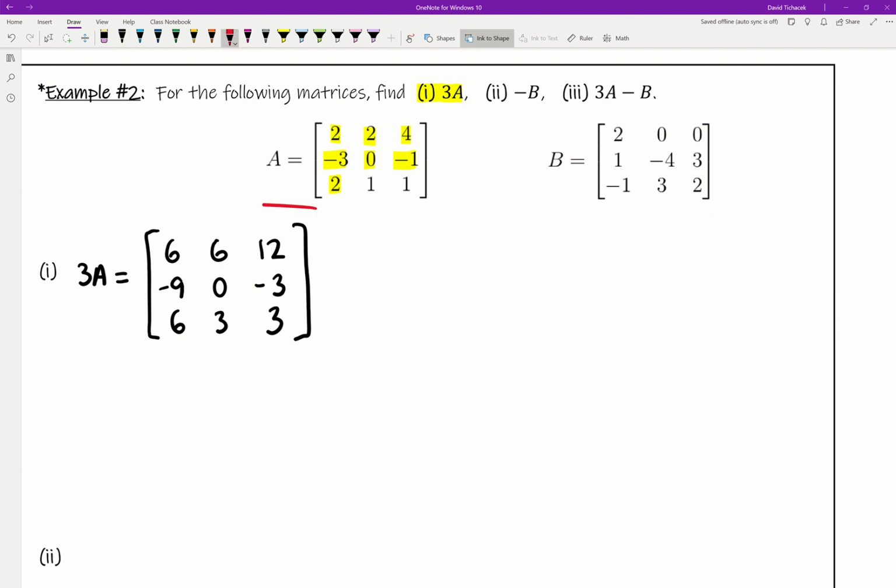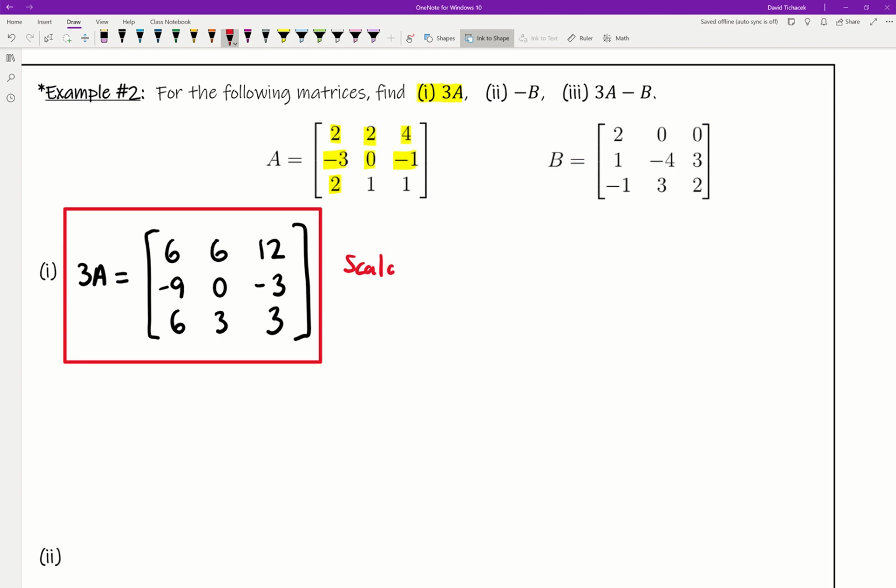Whenever you're multiplying a matrix times a value, we call that a scalar multiple, which you may want to write down because that's not the last time we'll use that terminology here.